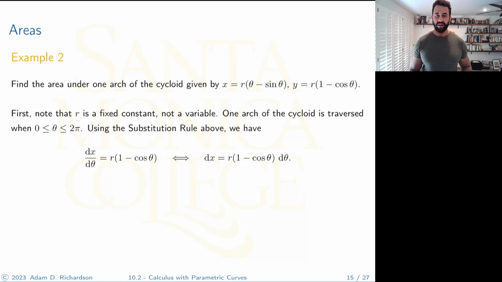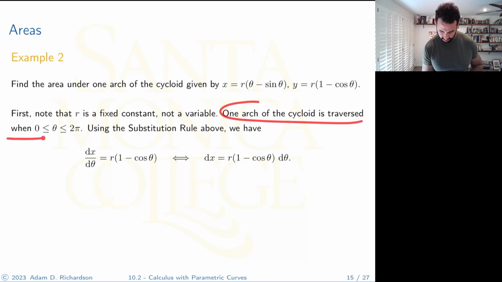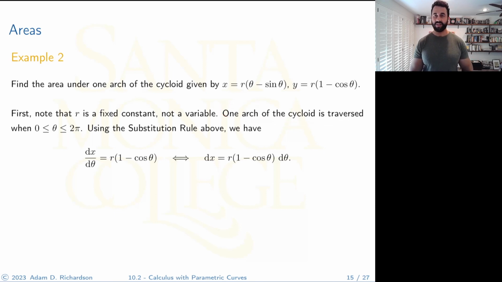So here we go. For one, r is a constant. I should probably say that. R is a constant. It is not a variable. R is the radius of that circle that rolls. What's changing here is theta. Theta changes, and so that means that x and y both change. One arch of the cycloid is traversed between 0 and 2 pi because that amounts to one full rotation of the circle. So when the bicycle wheel rolls once, it'll have traced out 2 pi radians.